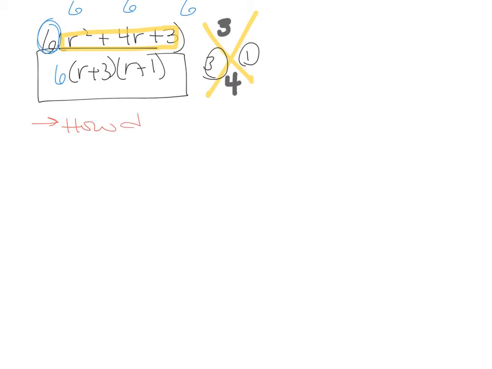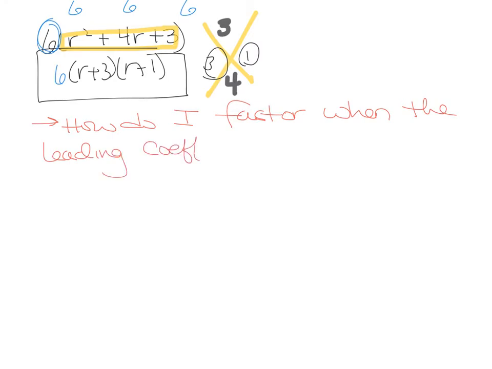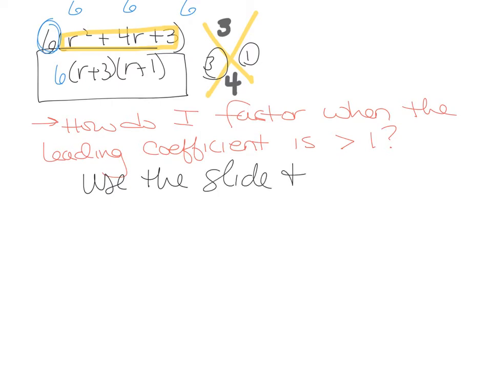How do I factor when the leading coefficient is greater than 1? Well, I'm going to use the slide and divide method.